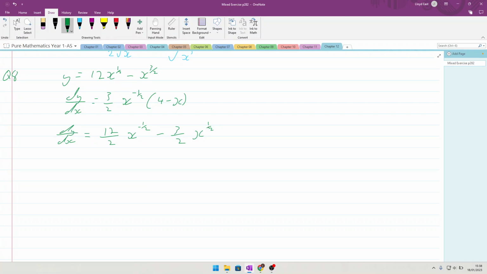Okay, what does that give us? That gives us 6x to the minus a half minus 3 over 2 x to a half. How do we get the factorization of all of that to come out? Okay, that's 1.5. So if I take 1.5 out, there's 4 1.5s in here. So we need to take the whole thing out. 3 over 2.